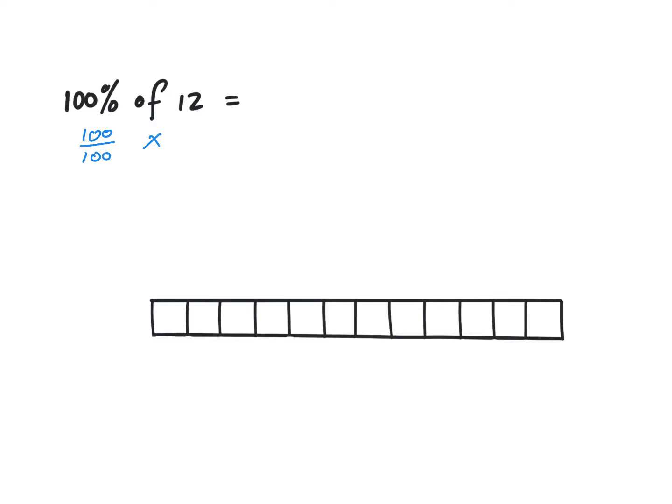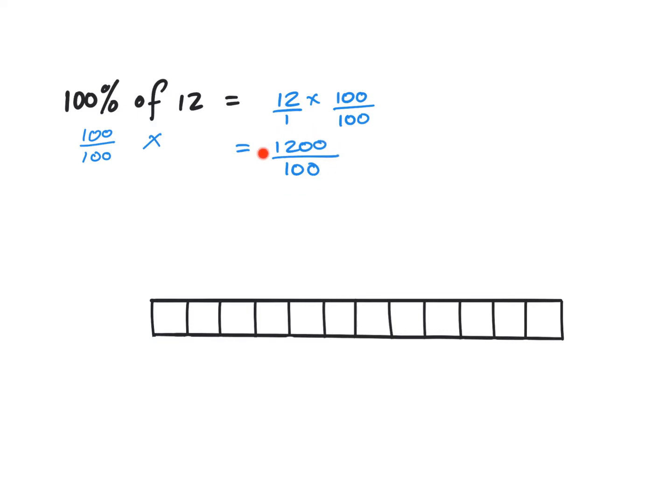So step by step we go. So what is 100% of 12? Well, quite simply, 12 multiplied by 100 over 100. And then what I do is I multiply this out. So 12 multiplied by 100 is 1200, and 12 as a fraction can be written as 12 over 1, and 1 multiplied by 100 gives me 100.